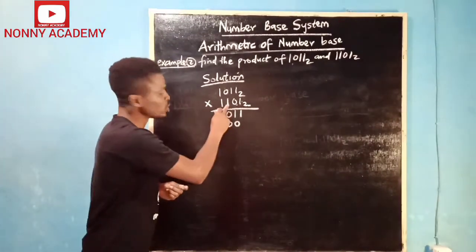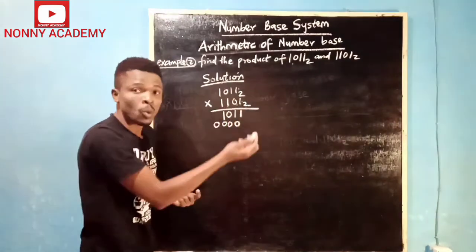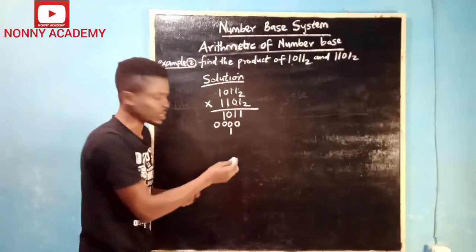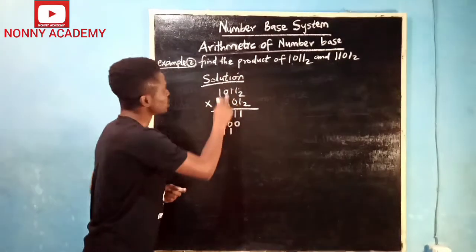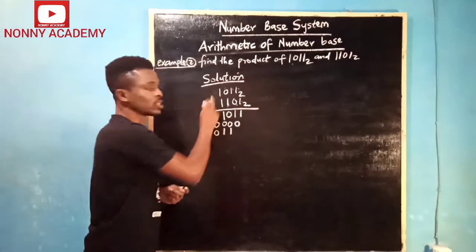Then I will use 1 to multiply again. 1 times 1 is 1. 1 times 1 is 1. 1 times 0 is 0. 1 times 1 is 1.